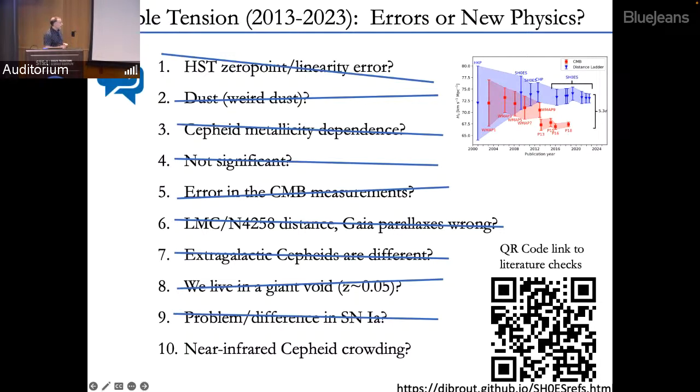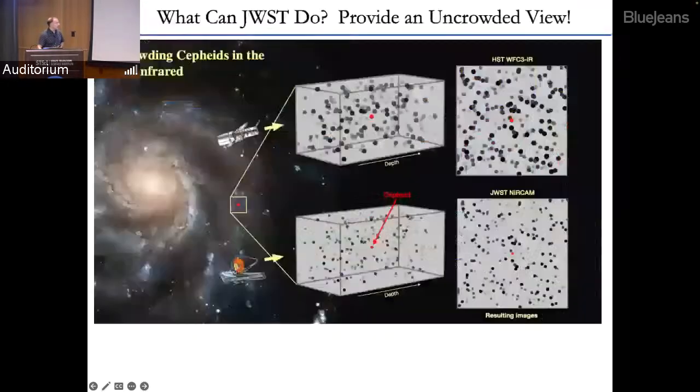And so this is a list of about 10 major ideas people have had along the way that the community has done an excellent job of evaluating. And if you go to this QR code link, there's a full literature search and spreadsheet with about 50 to 70 citations that explain, going through each of these, which papers have shown that these are not significant. That's what allows me to draw blue lines through these. What I'm going to talk about in the rest of this talk is number 10, the idea of crowding in Cepheids in the near-infrared, what that is, and what JWST can do about it.